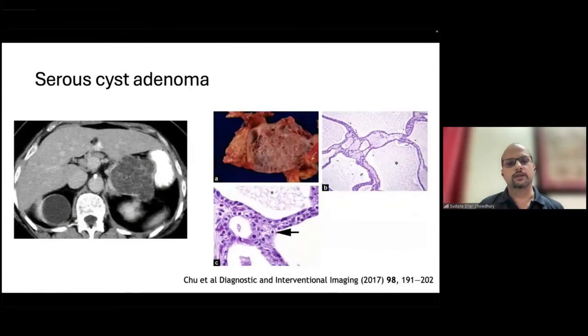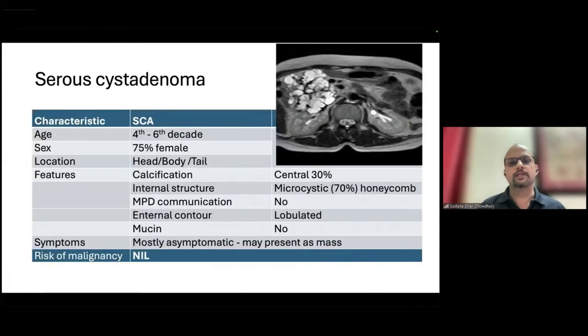Now, what is a serous cystadenoma? Serous cystadenomas are, on the other hand, neoplastic cysts. They usually have an irregular nature. They're composed of both microcysts, small cysts, as you can see here in the gross specimen, and macrocystic features. They're lined by cuboidal epithelial cells and have these small microcysts within the lesion. Now, most of the serous cystadenomas usually present in the 4th to 6th decade of life. 75% of them are in females. They can be located anywhere in the pancreas, like head, body, or tail.